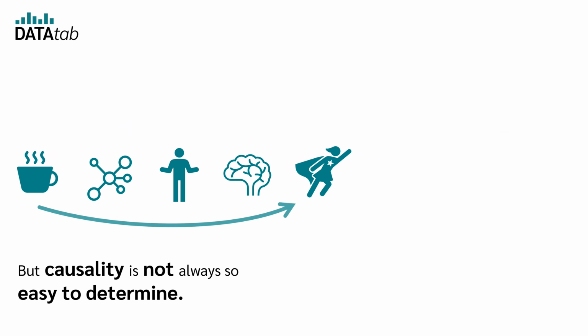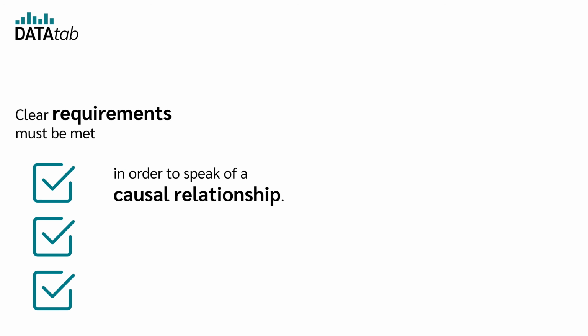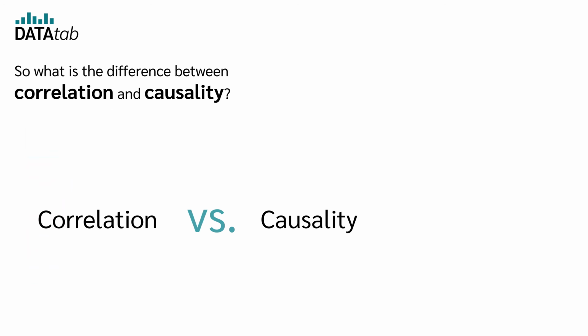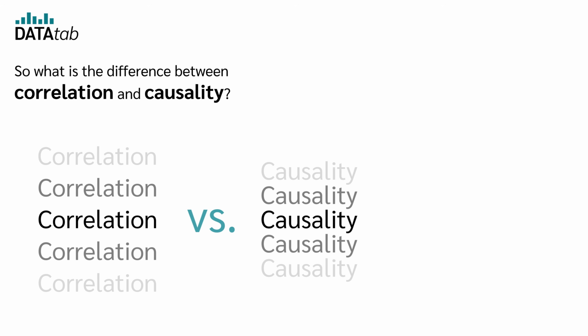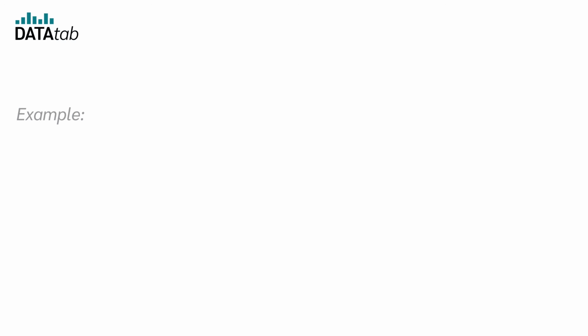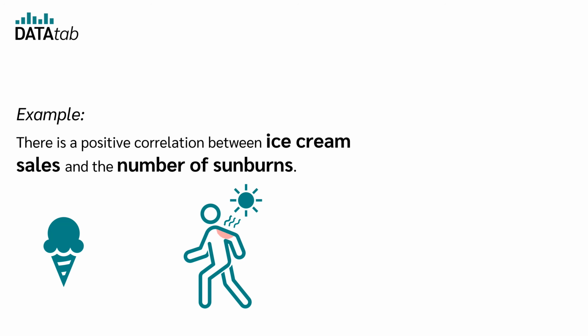But causality is not always so easy to determine. Clear requirements must be met in order to speak of a causal relationship. But more about that later. So, what is the difference between correlation and causality? A correlation tells us that there is a relationship between two variables. Example: there is a positive correlation between ice cream sales and the number of sunburns.